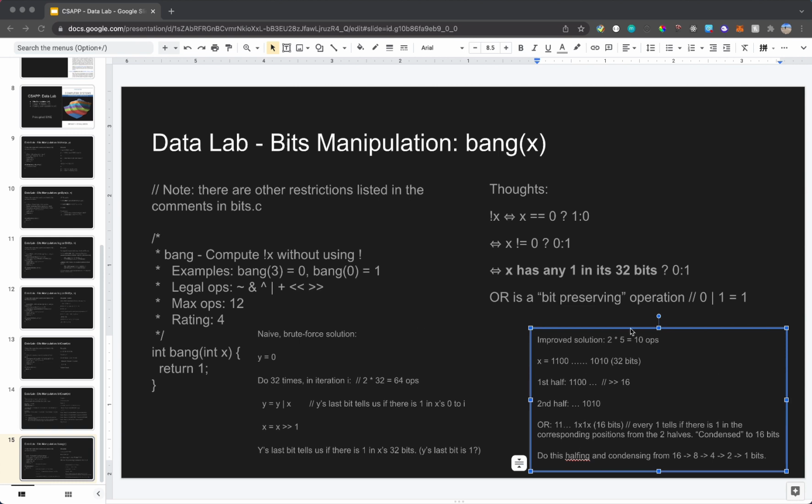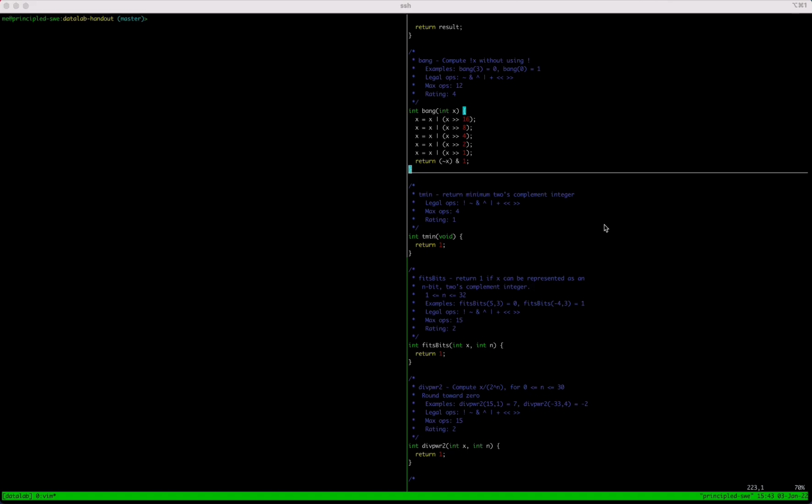With that, let's translate this into code. Okay, here I have the code written out. Each of these 5 lines represents one iteration in the previous algorithm. In each iteration, we first do a shift, and then we do a bit-level OR, and then store the value back to x. At the end of each iteration, the corresponding last number of bits, in this case 16 bits, is the condensed representation of the information of whether x has ones or not.